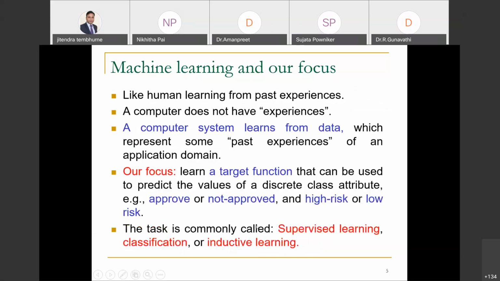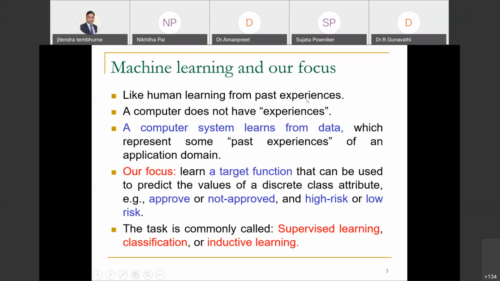Moving further, based on these two scenarios, we have to take the help of machine learning, because machine learning consists of different types of algorithms so that we can do the categorization, the classification and different kinds of tasks. Okay, first of all we'll focus on how machine learning works and where our focus should be. Fine. So, like human learning from past experiences.